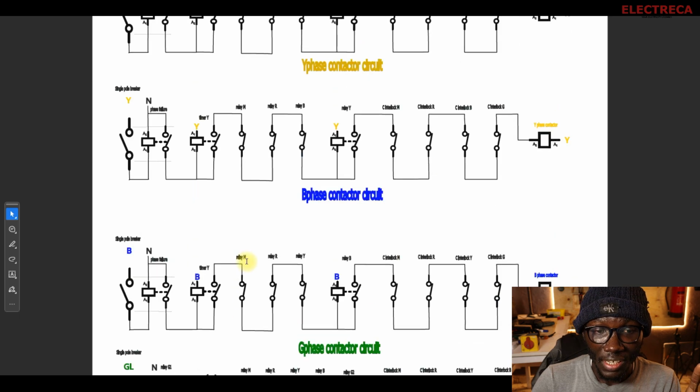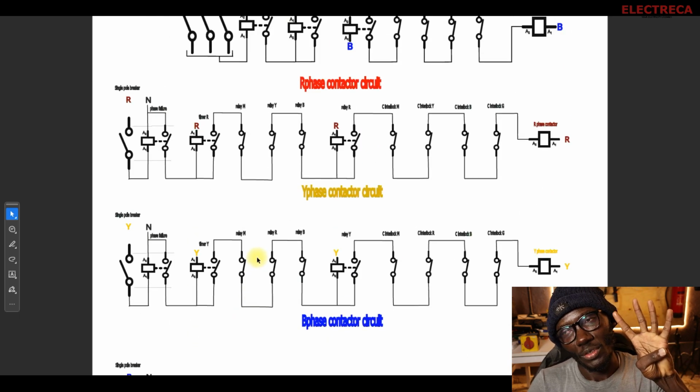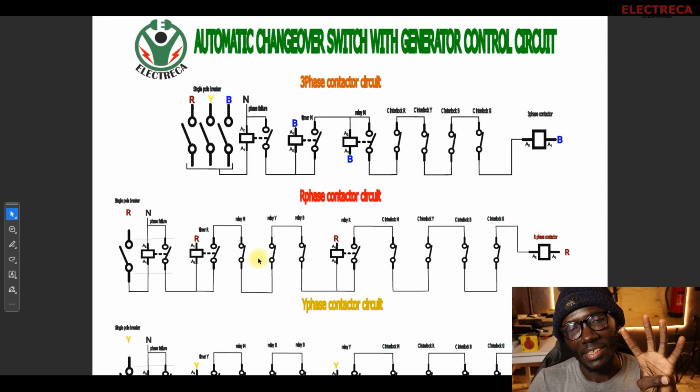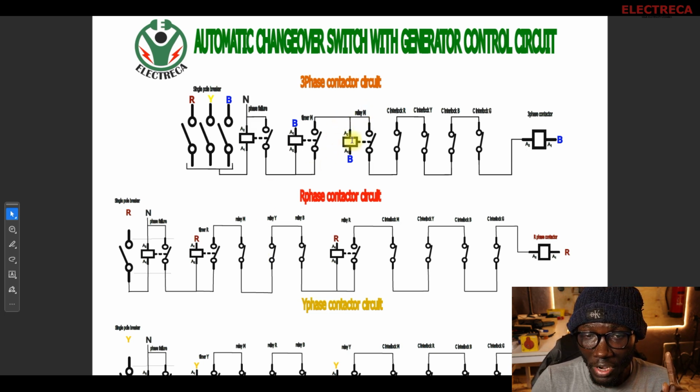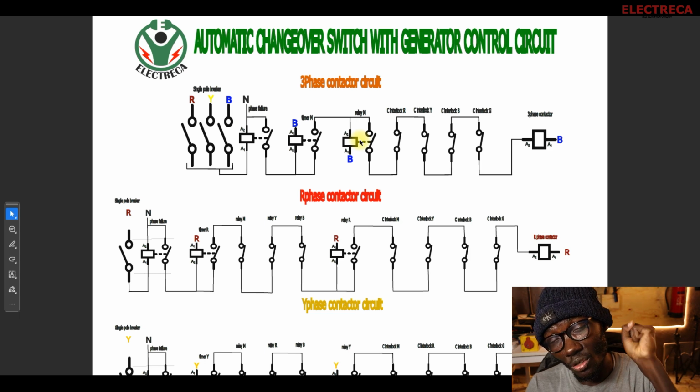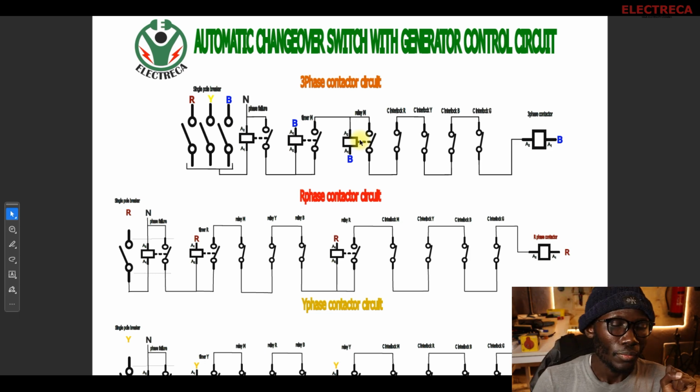So how many are those? Those are 4 contacts. And then you've seen relay M here in the 3-phase contactor. So those are 5 contacts.